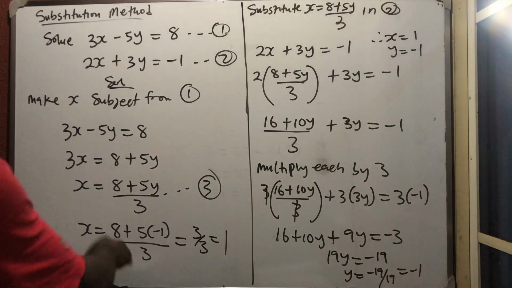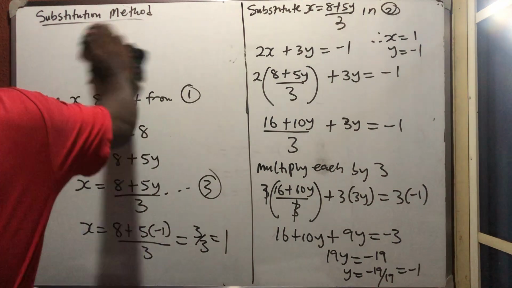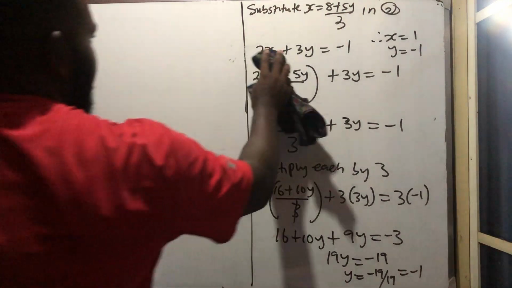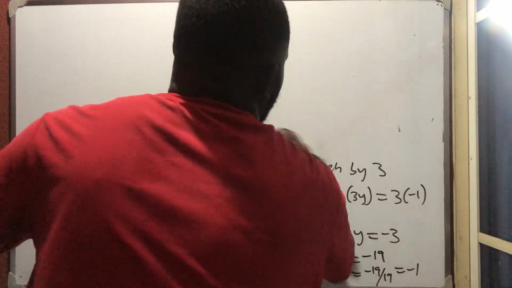As simple as that. So the last one we're going to solve is simultaneous quadratic equations. And what we use in solving it is the elimination method. So let us do that.